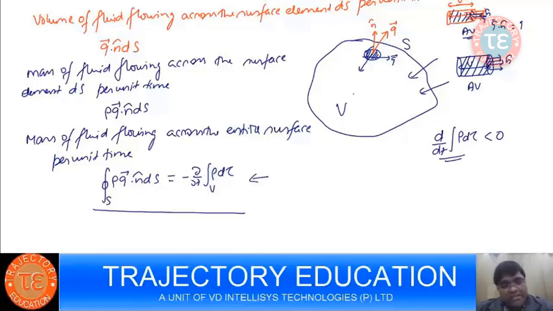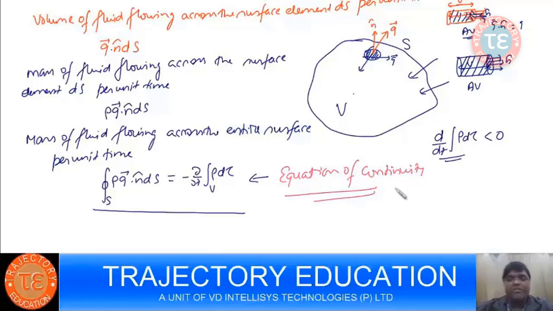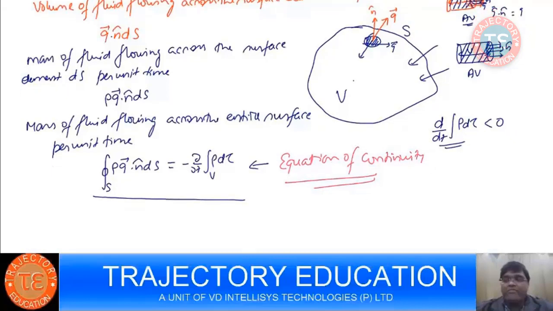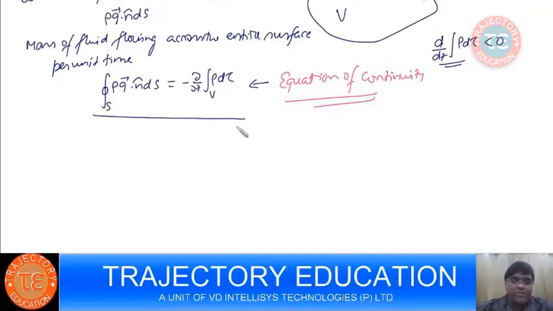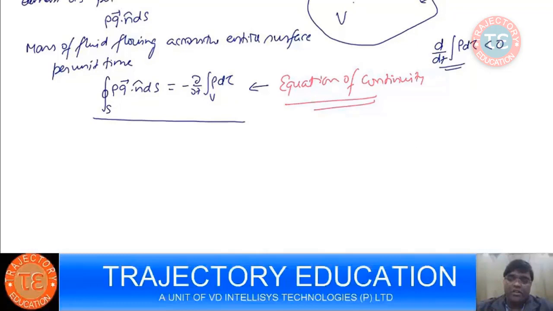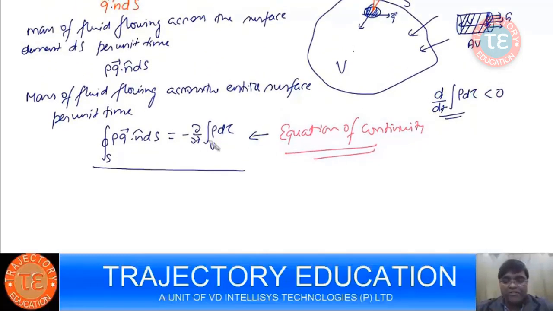And this is the equation of continuity. This is what we call the equation of continuity. Alright. So the mass of fluid flowing across the surface is equal to the rate at which the mass of fluid is changing inside. So it's an equation of continuity.